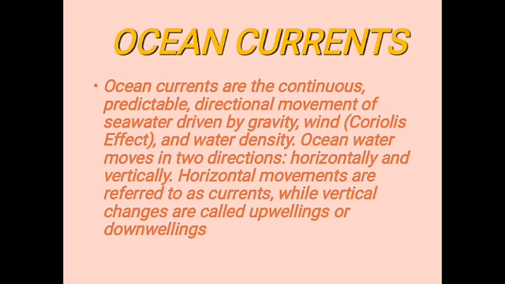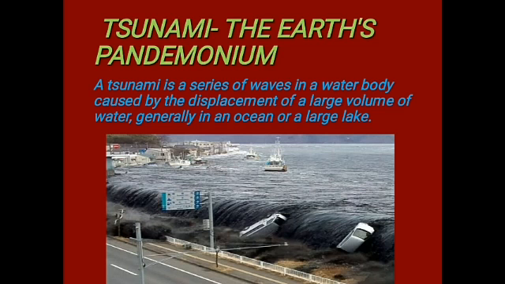In short, we can say that ocean currents are the continuous directional movement of the sea water driven by gravity, wind and water density. Ocean water moves in two directions, horizontally and vertically. Horizontal movements are referred to as currents, while vertical changes are called upwelling or downwelling.